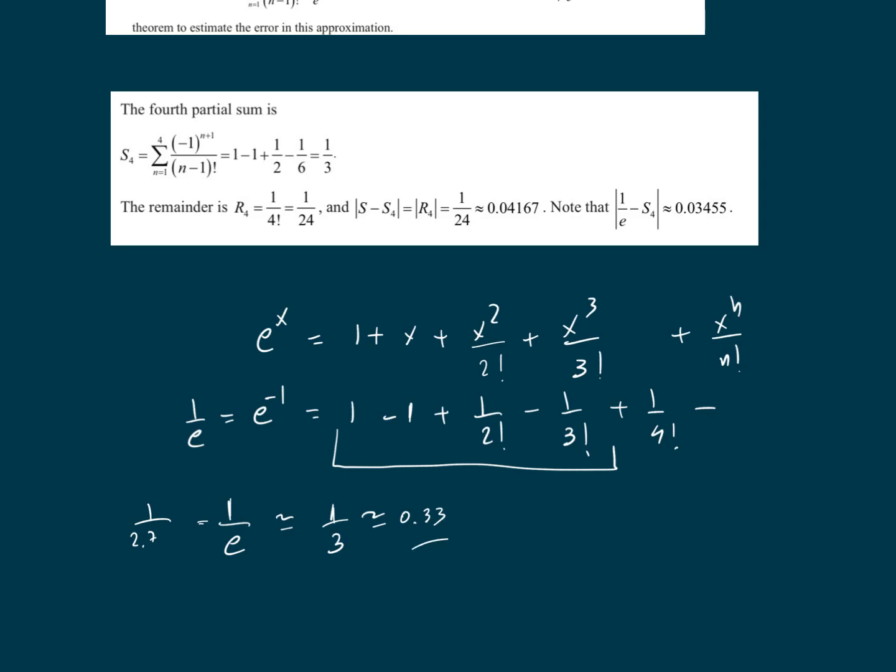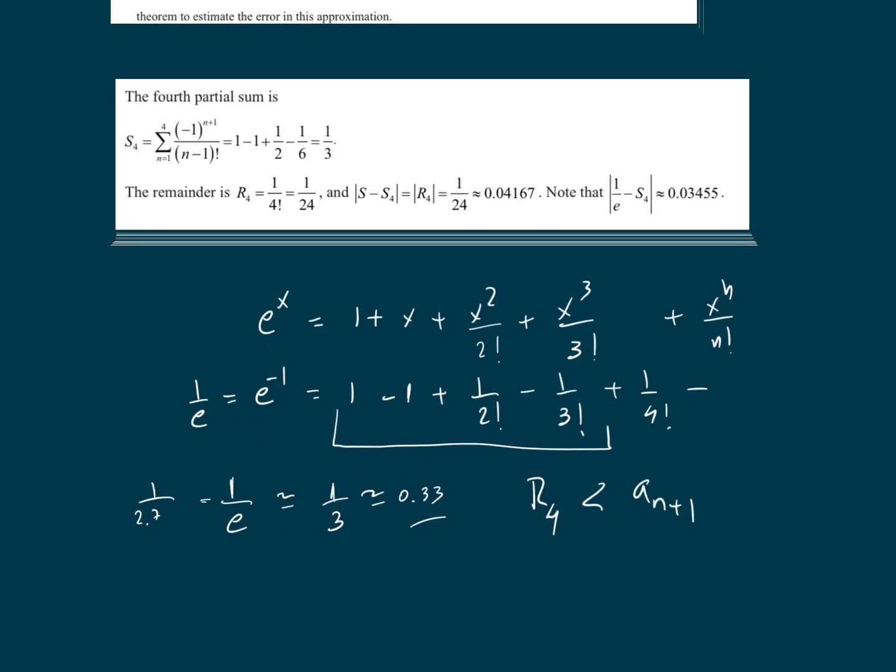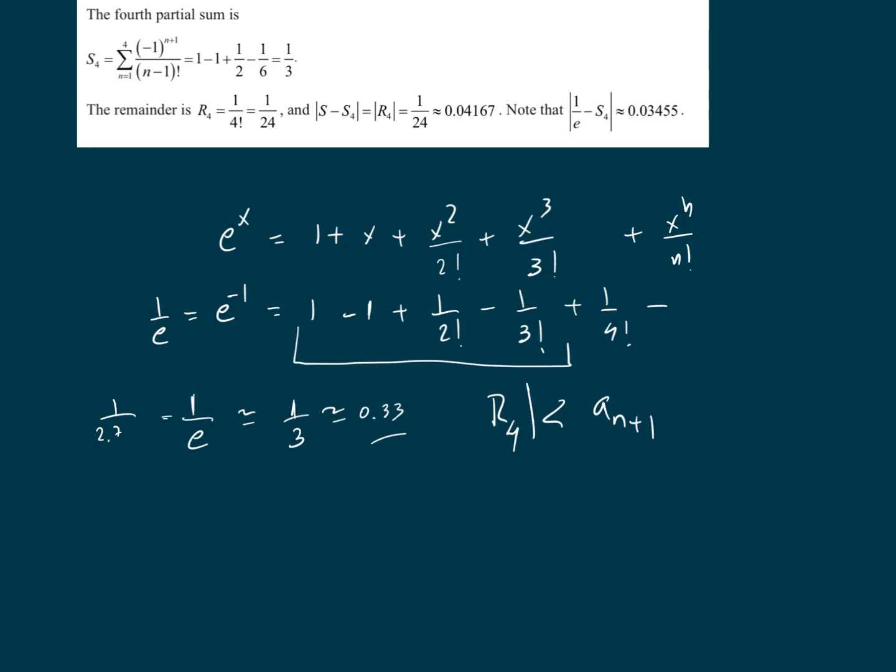What it says is that 1 divided by 2.7 is 0.33. Yes, but there is an error. What is the error? The error after taking 4 terms is smaller than the term a sub n plus 1, in absolute value of course, but here it is positive. So what is a sub n plus 1? It is 1 divided by 5 factorial.